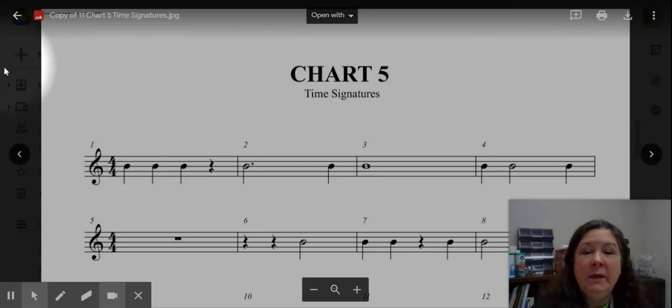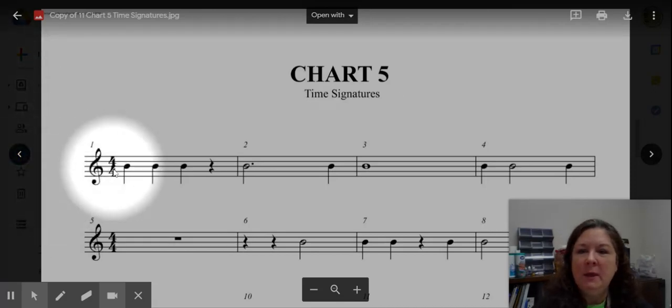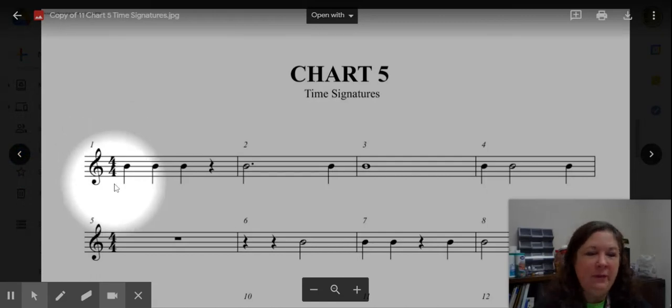Hi, Ben. We're going to be looking at Chart 5 today, Rhythm Chart 5, titled Time Signatures. I'd like to take a look beginning at line 1. And notice that our time signature here is 4/4 time. So there's nothing new right there. We know how to do this.